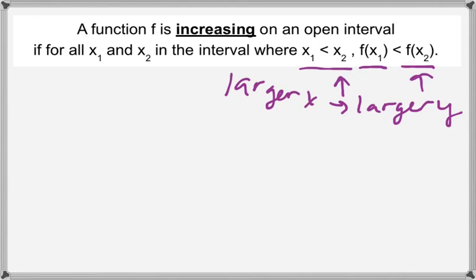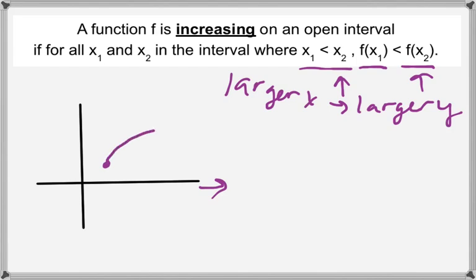Now if we think about this on a graph, the x values get larger as we move to the right. So this is saying that as we move to the right, the y values will get larger. So it will look something like this. The y values are increasing as we move from left to right.